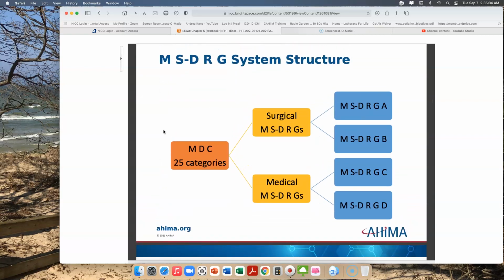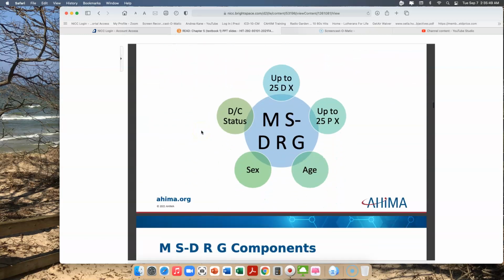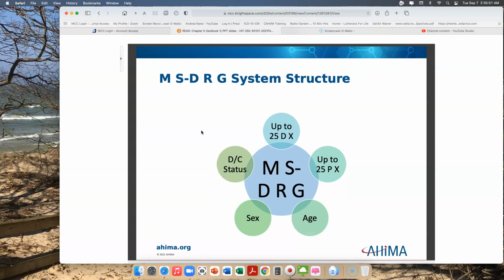There are 25 what are called MDCs, major diagnostic categories. They are broken out into surgical MSDRGs and medical MSDRGs. And then within that, you have all of your MSDRGs. An MSDRG can include up to 25 diagnoses or up to 25 procedures or both. It looks at discharge status. So, for instance, if a patient dies, that makes a difference. If a patient is discharged to a long-term care or a skilled nursing facility, that makes a difference.